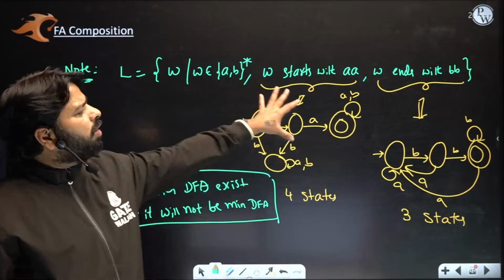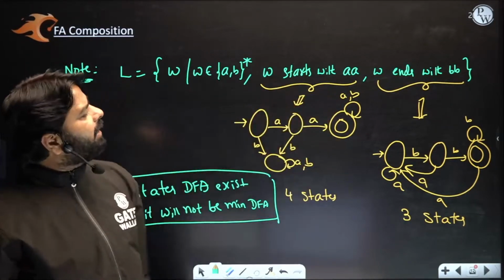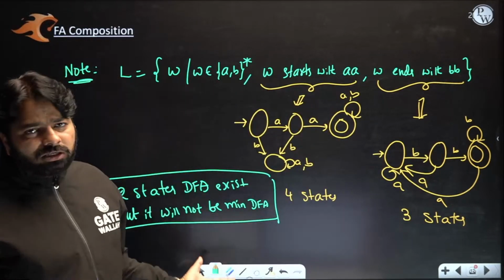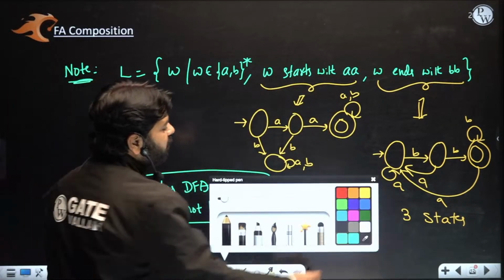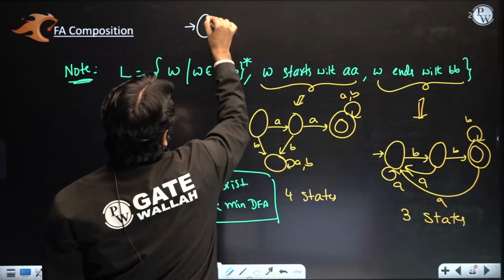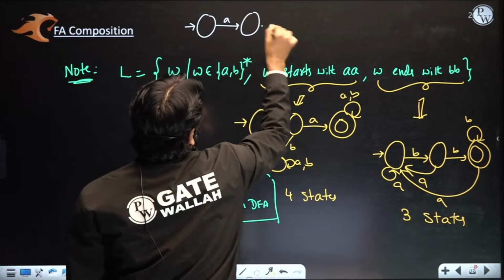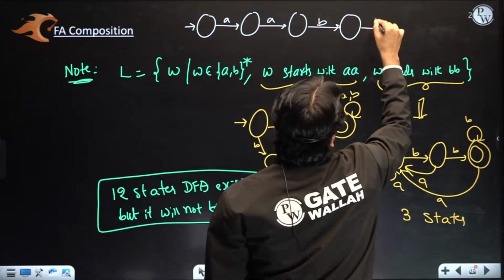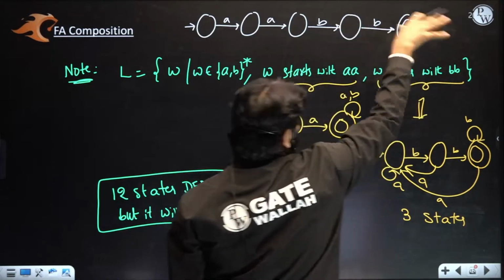Then, does anybody want to design it? Directly you can try: starts with AA followed by ends with BB. So what is that machine going to be? You will see, it is going to be very easy. Look, I am going to design it directly. Starts with AA, and the minimum string is AABB. So this is going to be your minimum accepted string.